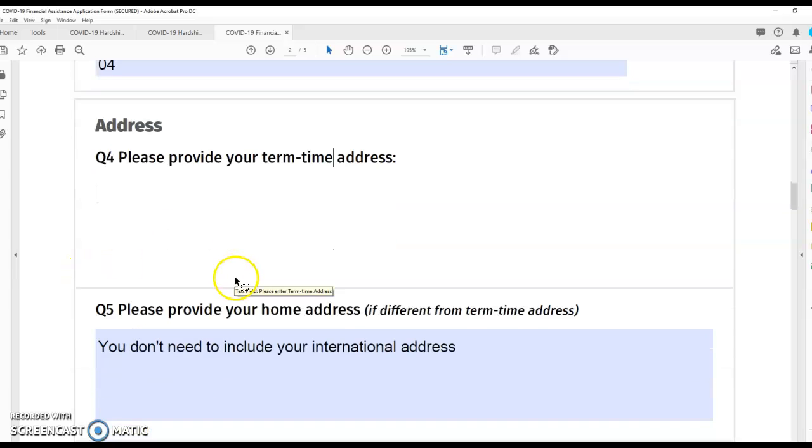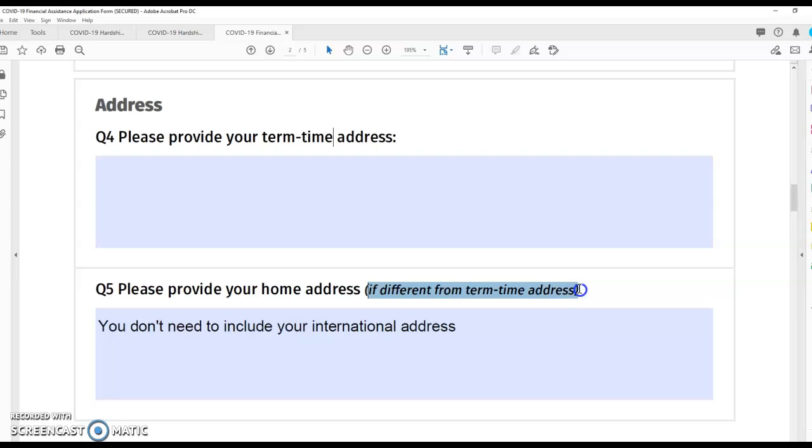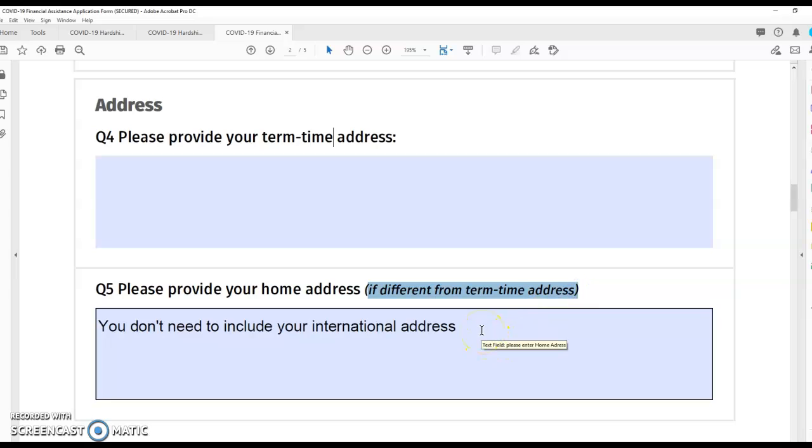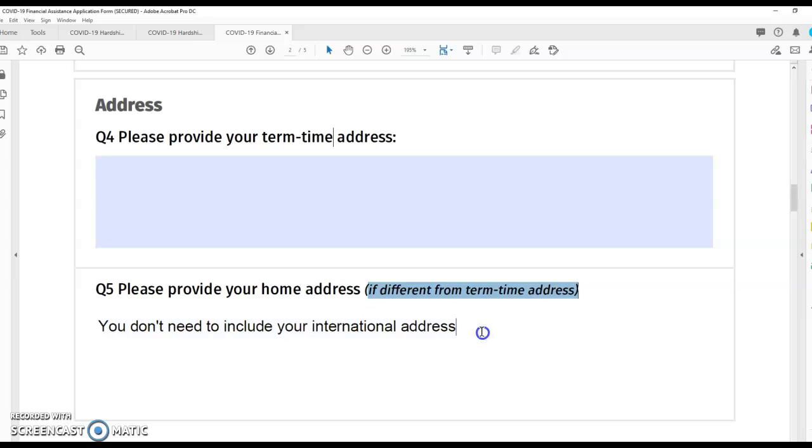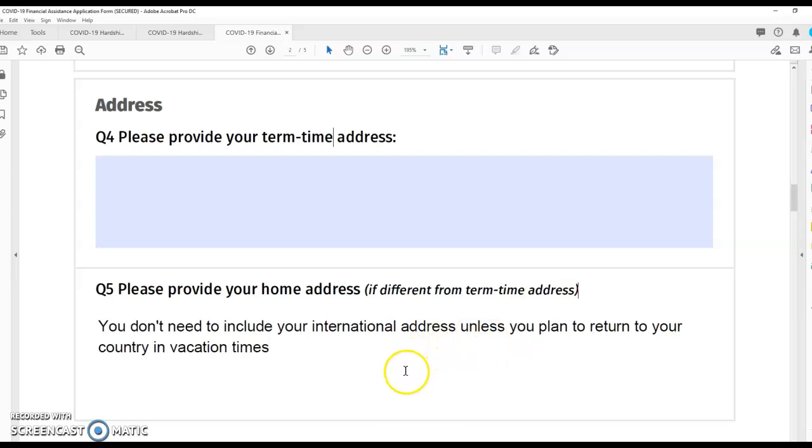Then it says, provide your home address if it is different for your term time address. So this is talking about students who go home during vacation periods to live with family in other parts of Australia. You don't need to include your international address here unless you plan to return to your country in vacation periods, in vacation times, which is not the case for most ELICOS students, as they only have to leave the country if there is a break of more than 8 weeks.